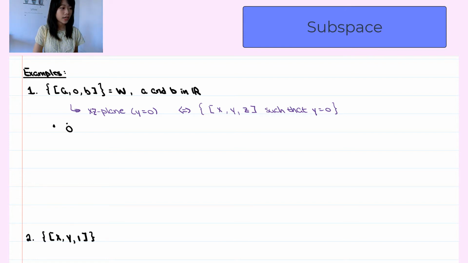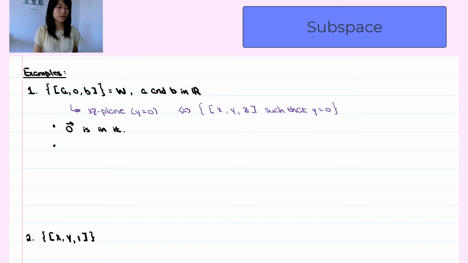And the answer is yes, the 0 vector is in it. Because the 0 vector is when all the components are 0. And the condition for this subset is that the second component is 0. And A and B could be 0. They are still in R. So 0 is in it.